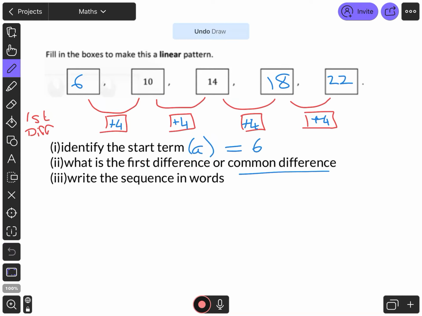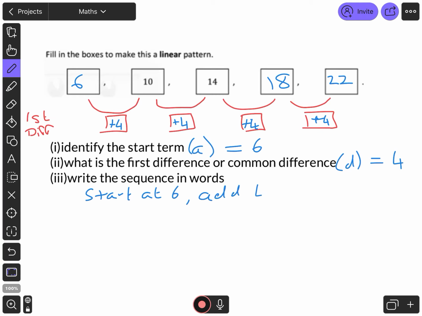What is the first difference or the common difference? It's also called D. So first difference, common difference, D. It's what you're adding on or subtracting each time. So it can be subtraction or it can be an addition. In that case, it's a plus 4, so I can write 4. And the last part here, write the sequence in your own words. To write the sequence in your own words, you say start at 6, add 4 each time. And that's it done. That's all you need to write. So say where you're starting and say what you're adding or subtracting.